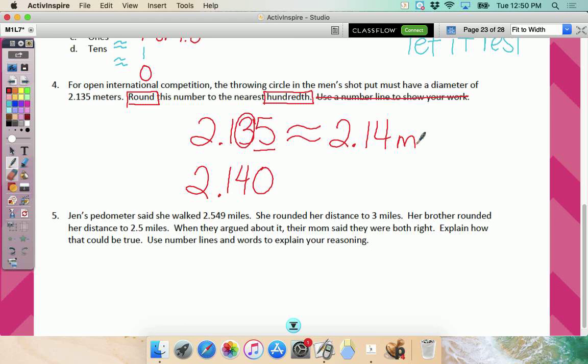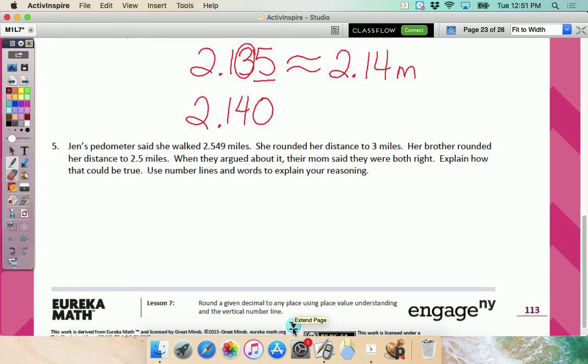Okay, I want to do the next one, but we're not going to write it. You just watch. So it says, you guys ready for me to read it? Okay, just put your pencils down. I just want you to focus because you're going to talk about this with your table group. Jen's pedometer said she walked 2.549 miles. She rounded her distance to 3 miles. Her brother rounded her distance to 2.5 miles. When they argued about it, their mom said they were both right.